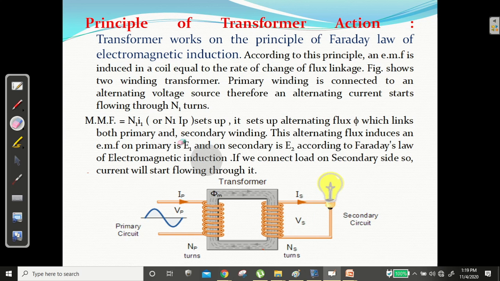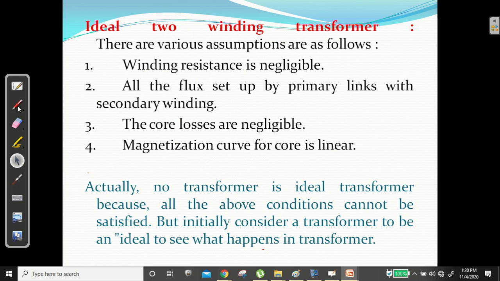Okay. Now I'm going to discuss the ideal two winding transformer. What is the ideal transformer? First of all, I want to tell you one thing: no transformer is ideal. I am assuming the transformer is ideal to see what is happening in a transformer. An ideal transformer will be very simple. It will be easier to explain a transformer if you assume it is an ideal transformer.